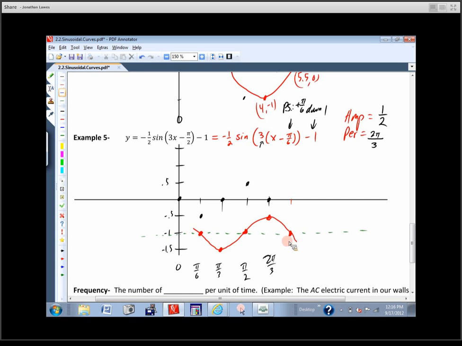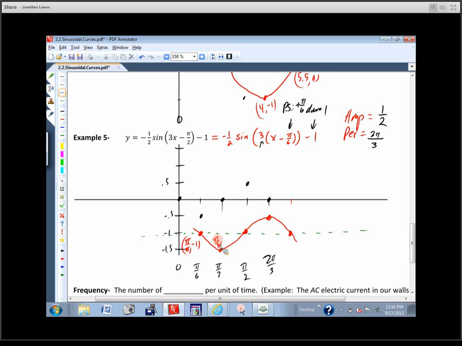Would you label it, please? Label those 5 key points. Again, if you can do this, you're in good shape for the test. Pi 6 comma negative 1.